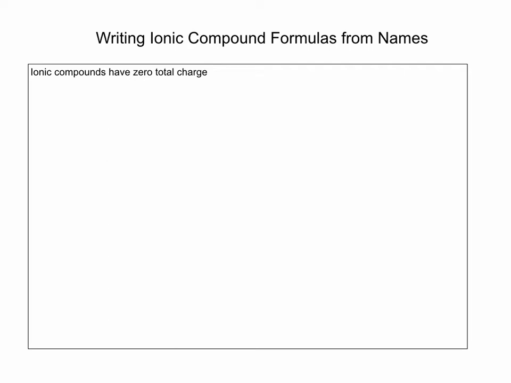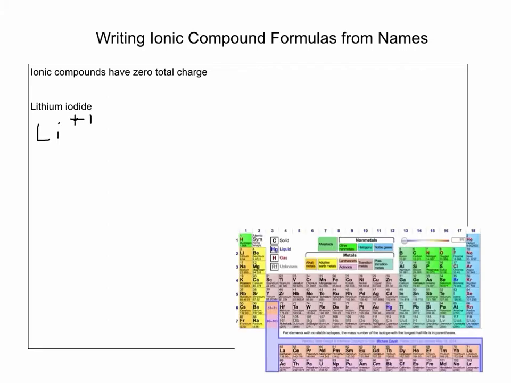So let's start with something fairly straightforward. Lithium iodide. So lithium iodide, how would we write the formula for that? Well, the metal is lithium, so I'm going to write the metal ion, lithium, with the charge it gets from the periodic table. I know lithium gets a +1 charge because it's in the first group of the periodic table.